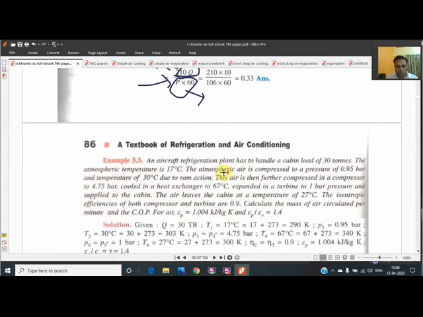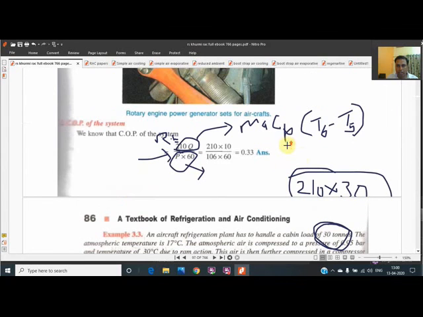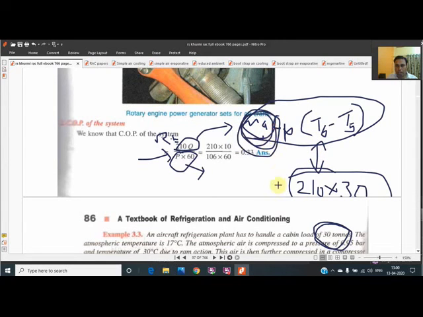Similar are the other questions also, because tonnage should be known. They have already given the ton. If the ton is given, you have to directly multiply the ton into 210. The ton is 30. This is also refrigerating effect, and this formula is also refrigerating effect. By equating the two, you will get MA, and from MA you will get all the other things.